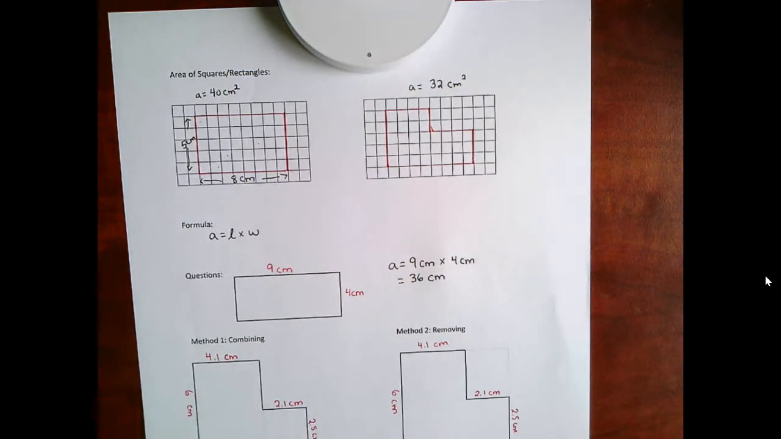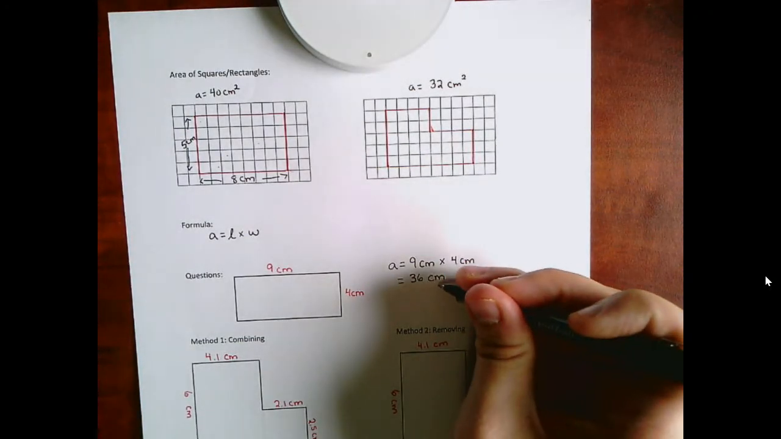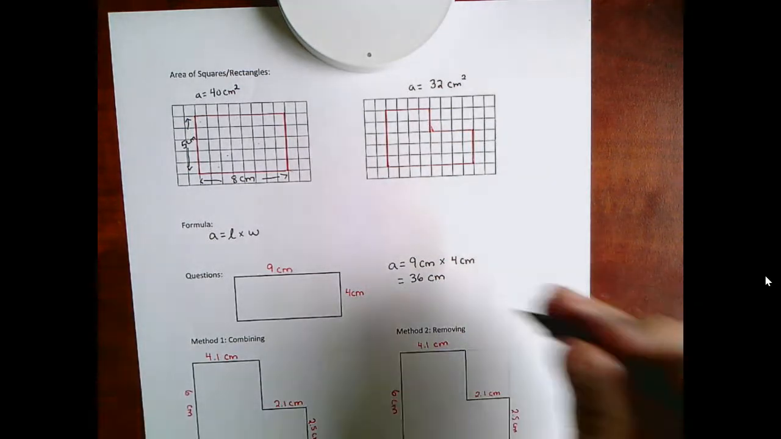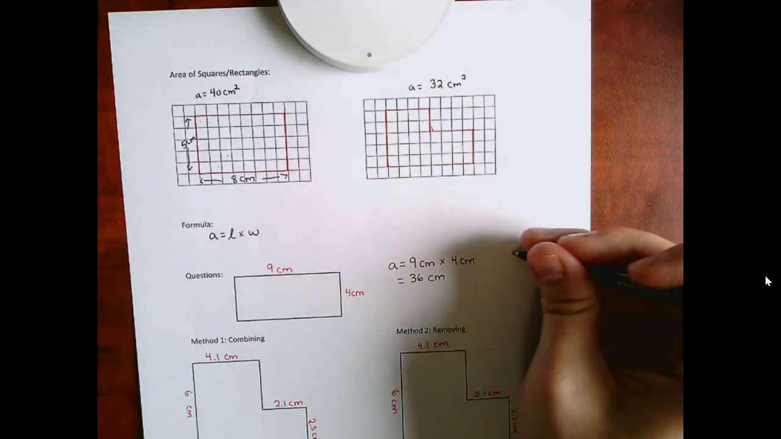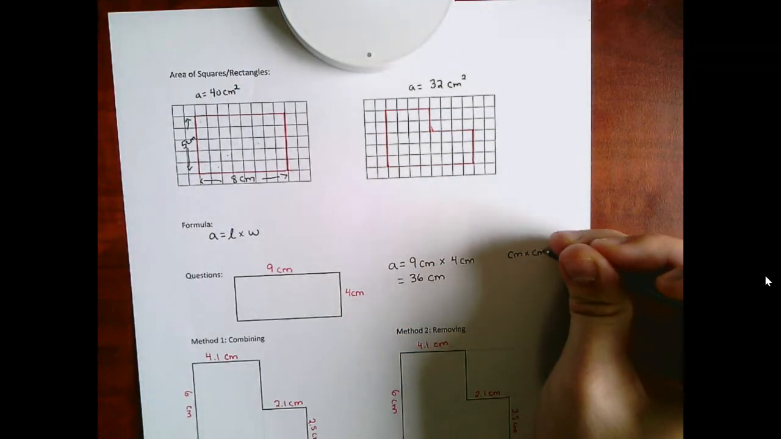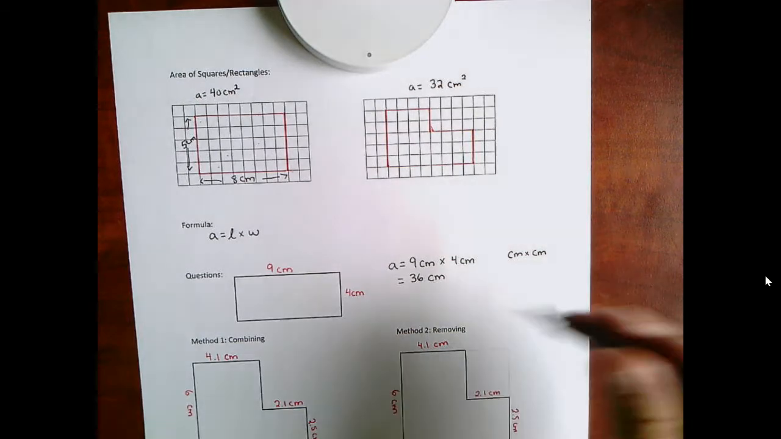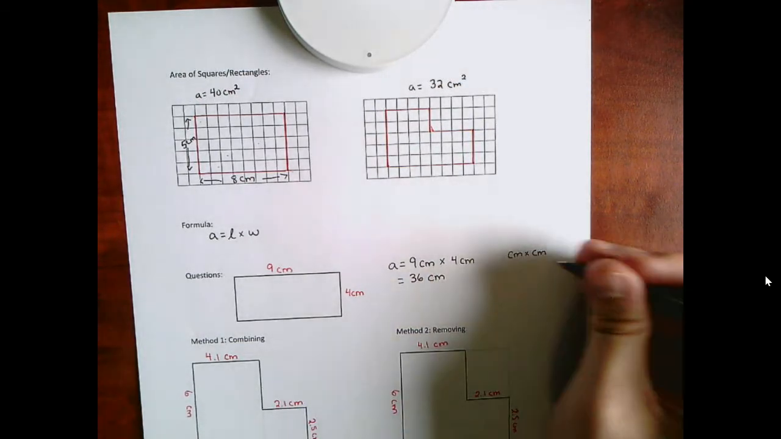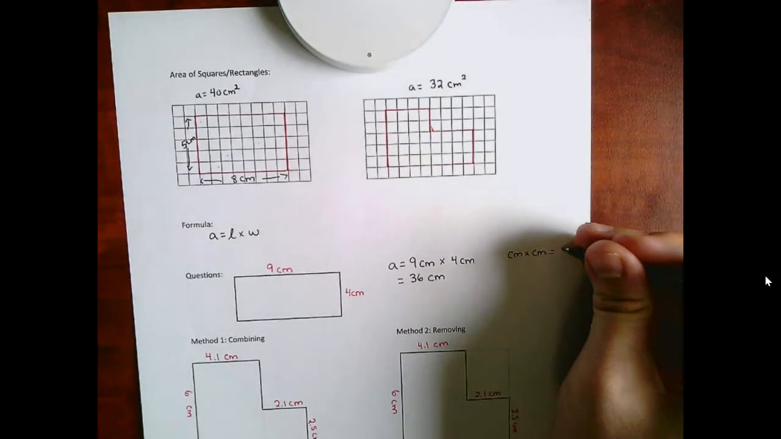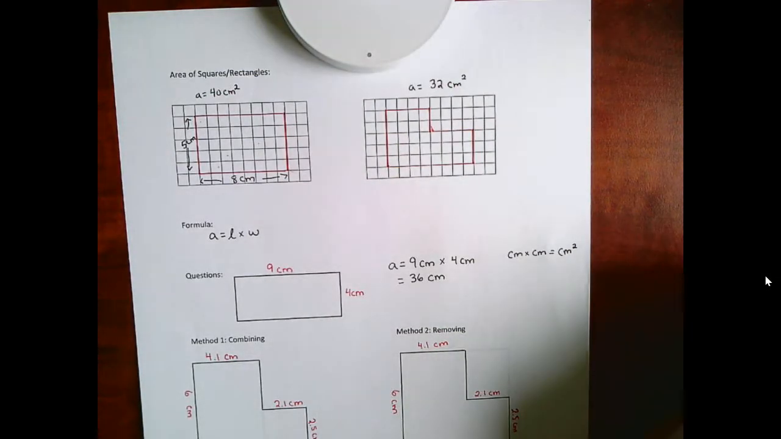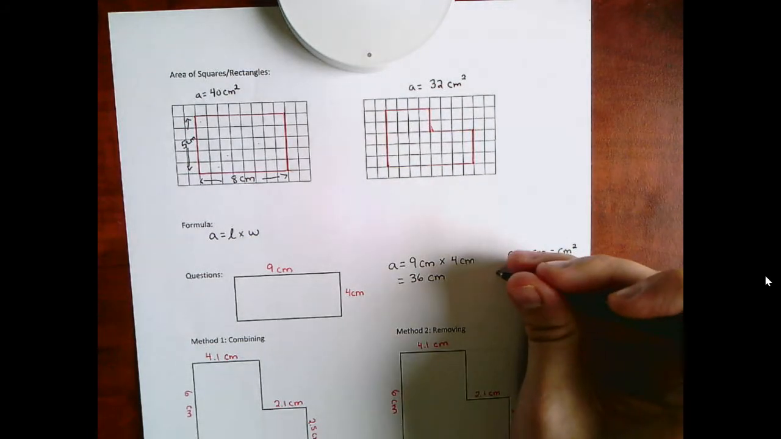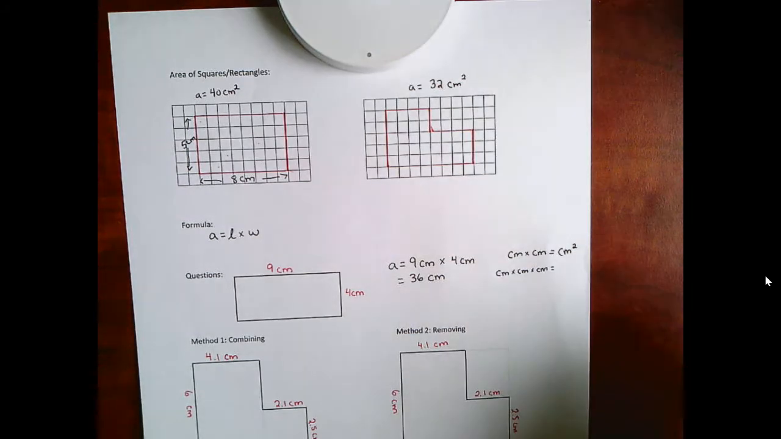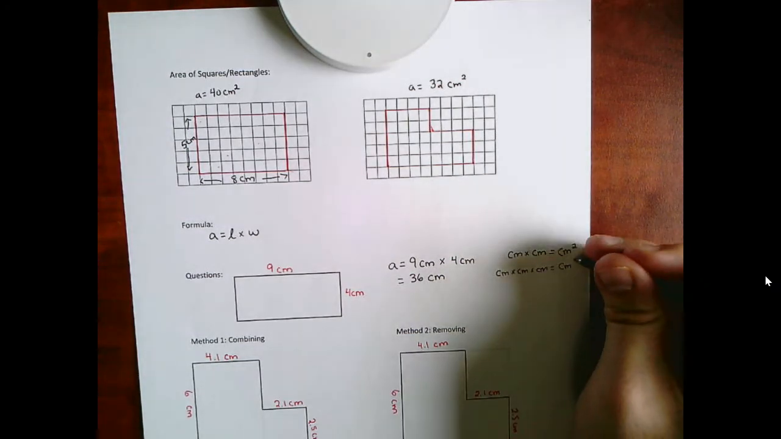Now we have to figure out our units. But there's a problem here. I can't just write centimeters. I need to go and change that number somehow. Now what I've actually done is I've multiplied centimeters by centimeters. I've multiplied 9 centimeters times 4 centimeters. So when I multiply centimeters times centimeters, what I actually end up getting is centimeters squared. If I was doing a problem and I had centimeters times centimeters times centimeters, I'd end up getting centimeters cubed.